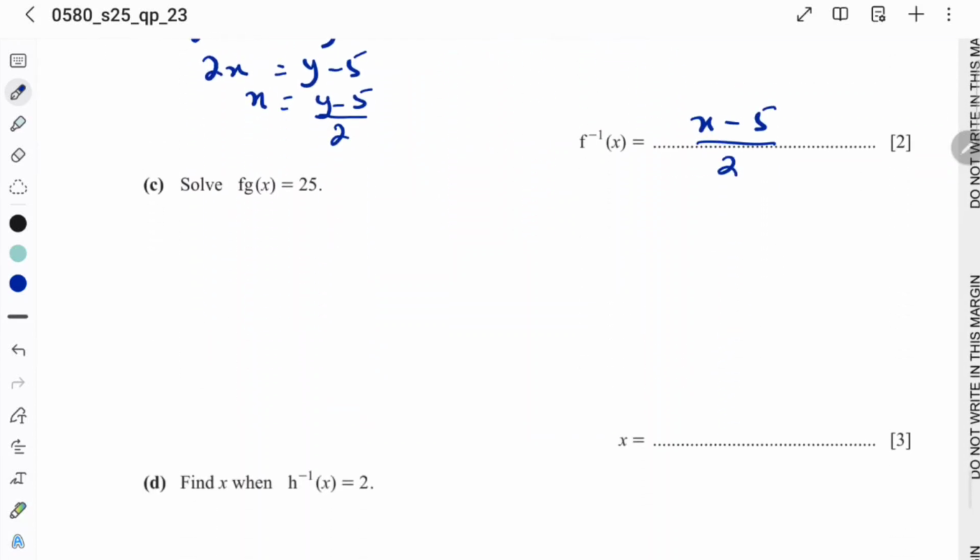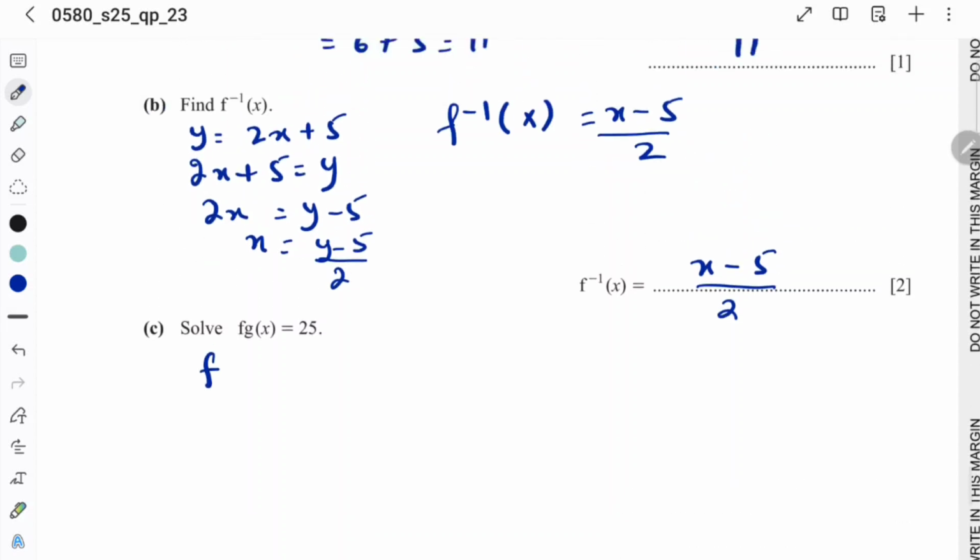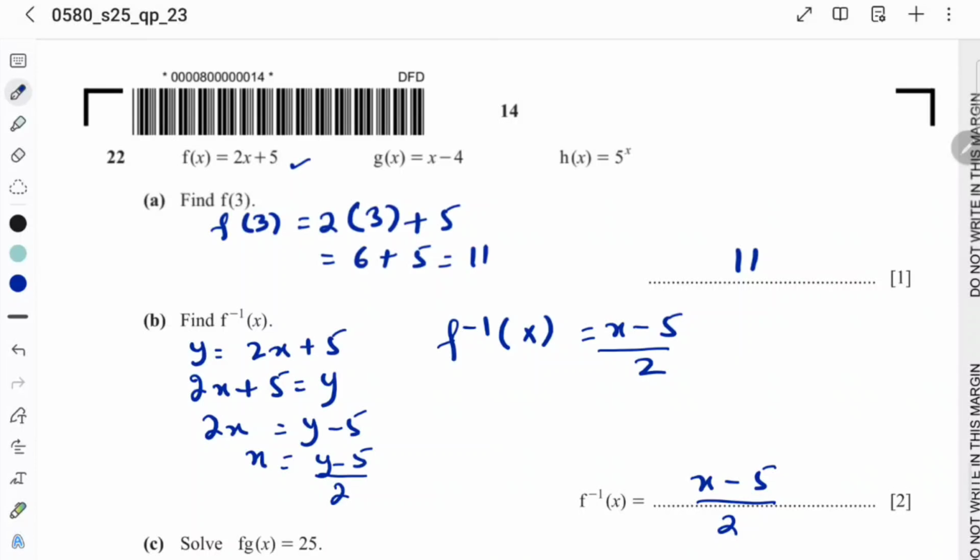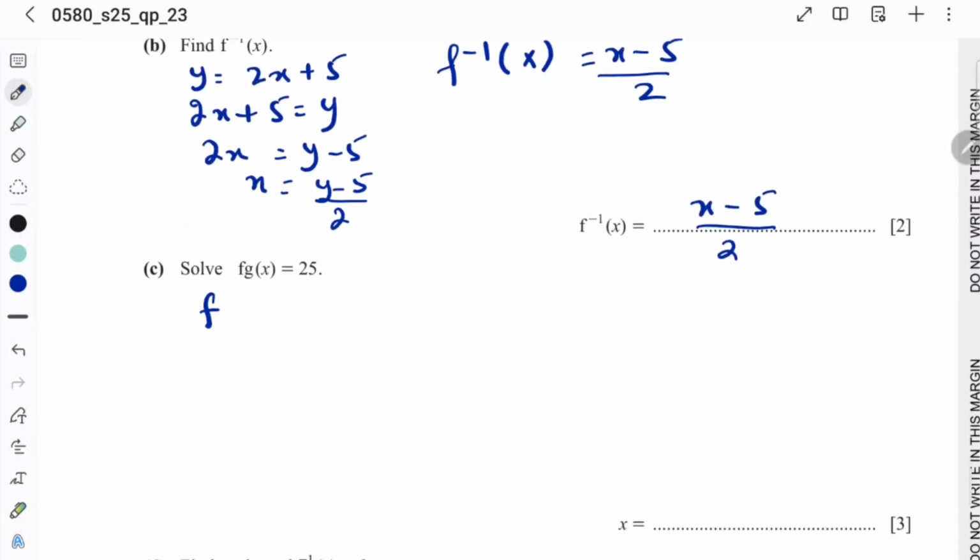Now solve fg of x equals 25. First of all, find out what fg of x is. We have g of x equals x minus 4 and f of x equals 2x plus 5.